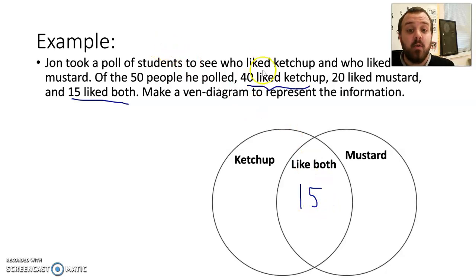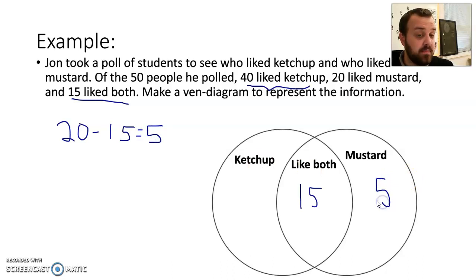Then I look at the other ones. So I have 40 people like ketchup, 20 people like mustard, and I can figure out how many people fit into those categories by subtracting the 15, okay? So if 20 people like mustard, but 15 of them are already being accounted for in the both column, that means 5 people are left over to be in the only mustard spot, okay?